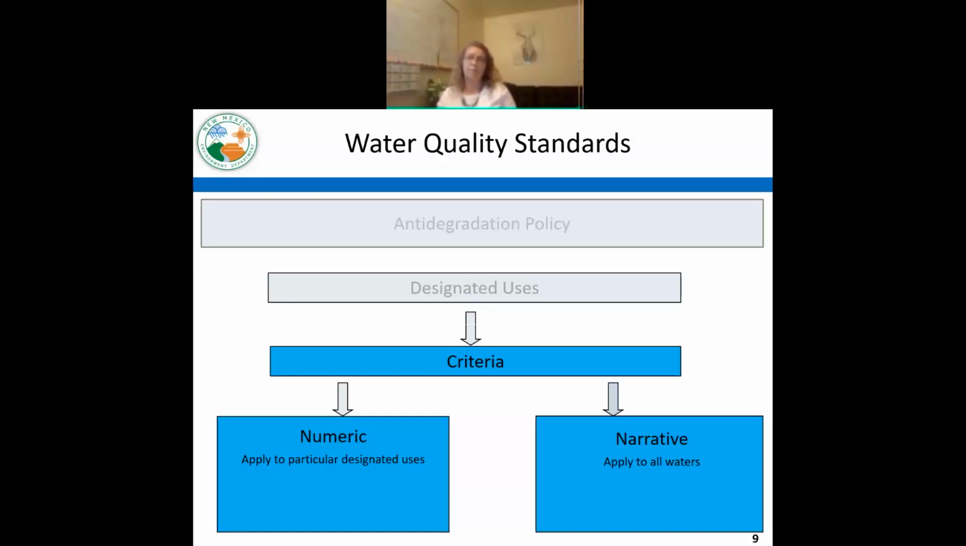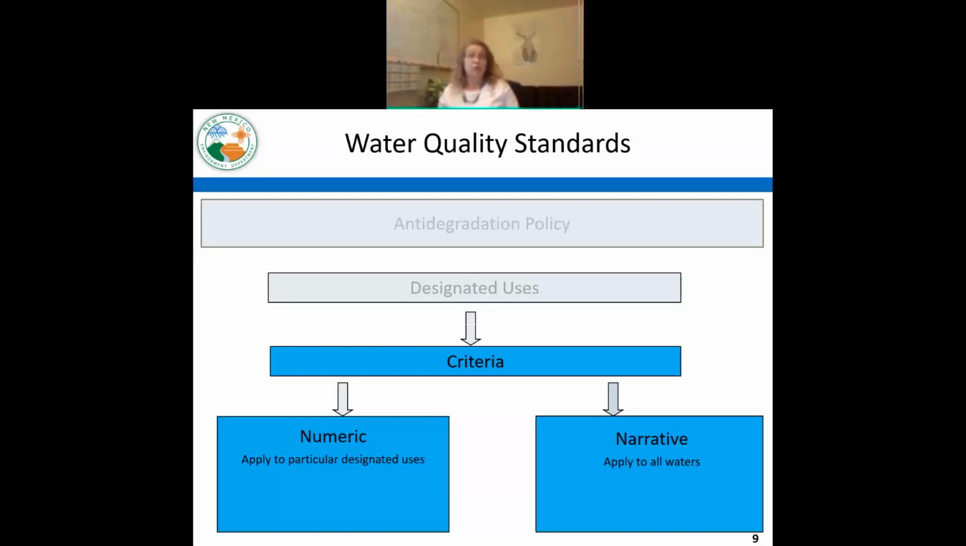The second type of criteria are narrative criteria. These criteria apply to all waters of the state, and they do not have specified limits. And you may have heard in the past that these are referred to as free-froms, meaning if possible through enforcement actions, these constituents should not be discharged to a surface water. And these include suspended solids, fats, oils, greases, organoleptics, plant nutrients, radioactivity, pathogens, temperature, turbidity, and total dissolved gases.